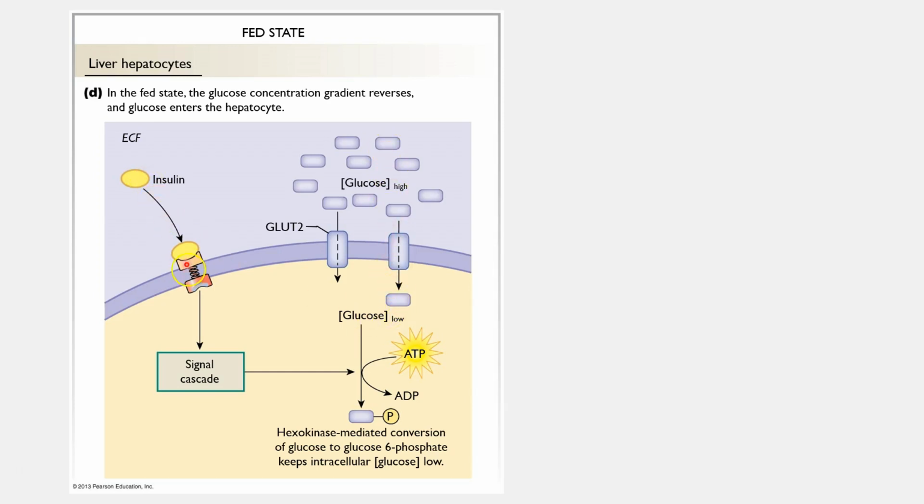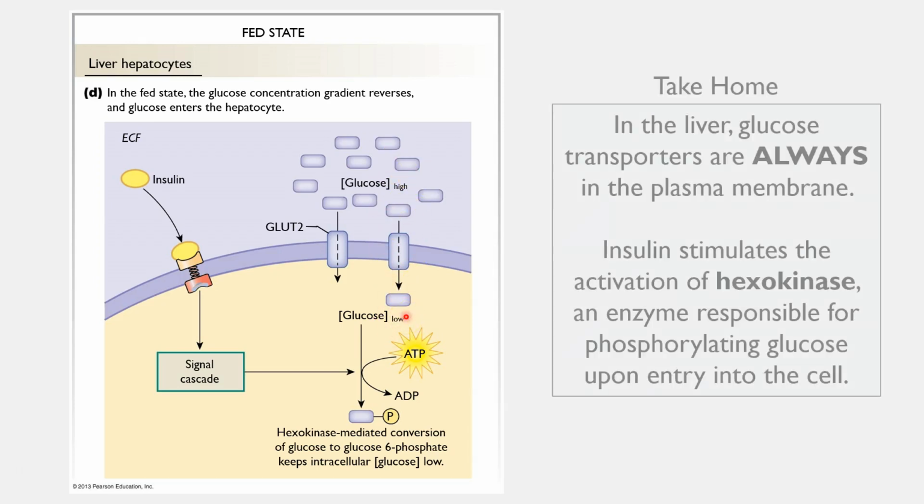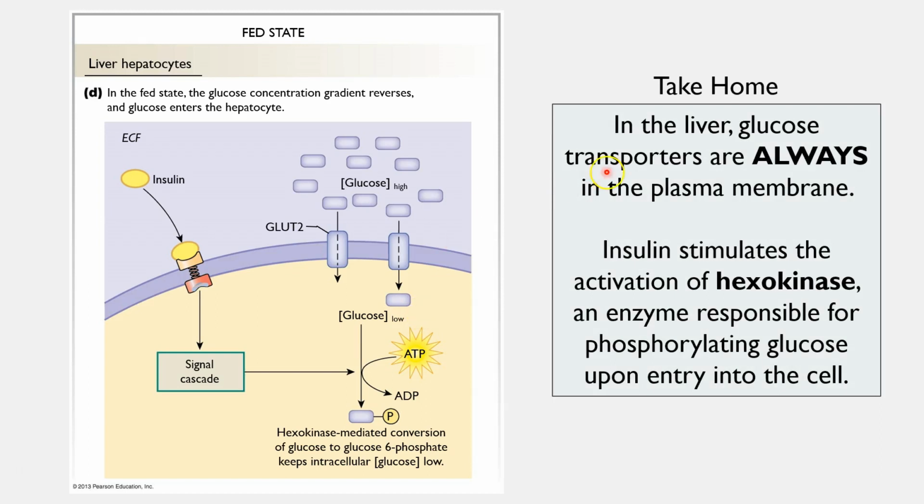And insulin in this case isn't activating glucose transporters. Instead, it activates hexokinase, this enzyme that can phosphorylate glucose. And if you activate more of that enzyme, you get more phosphorylation, and you keep glucose levels low inside of the liver cell, and you maintain the inward movement of glucose into the cell. So the take-home message is that in the liver, glucose transporters are always present in the plasma membrane. And insulin stimulates the activation of hexokinase.